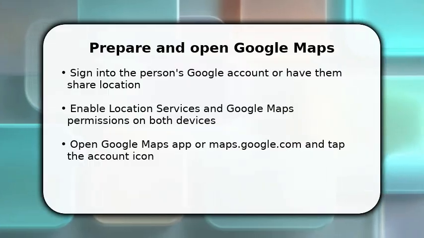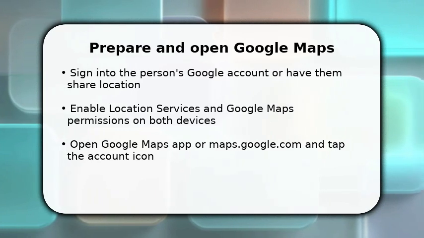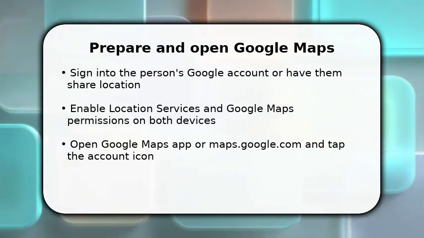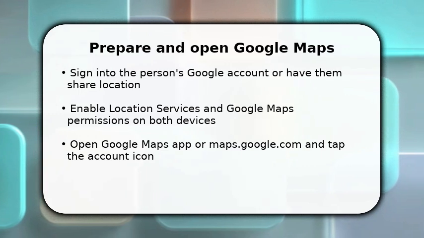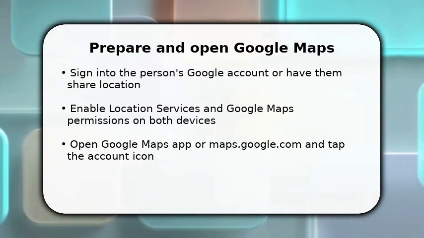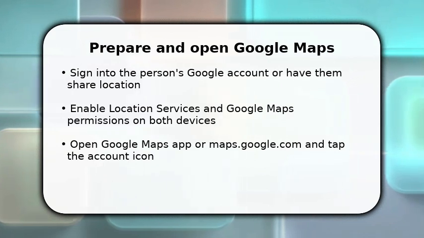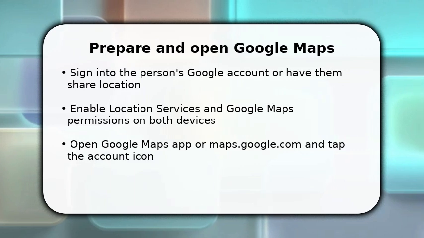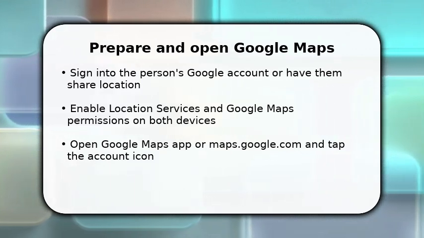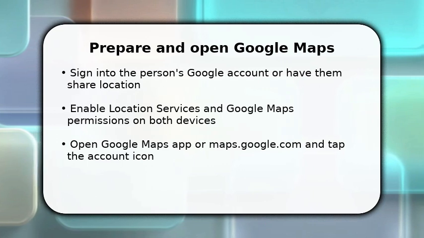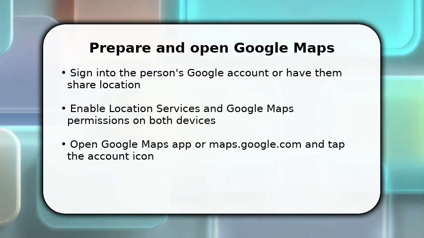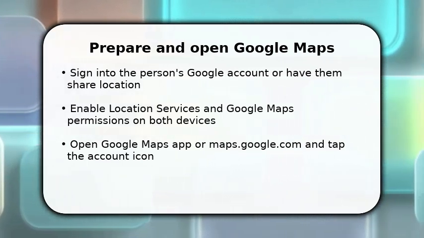You start by confirming permissions and signing in. This is crucial. Make sure both devices have location services on and Google Maps allowed to use location. If the person will share with you, ask them to open Maps, tap their profile, and choose Location Sharing. Once done, you should see a prompt or a share link. Accept it. If using Family Link or Google Contacts, verify they appear under your account.